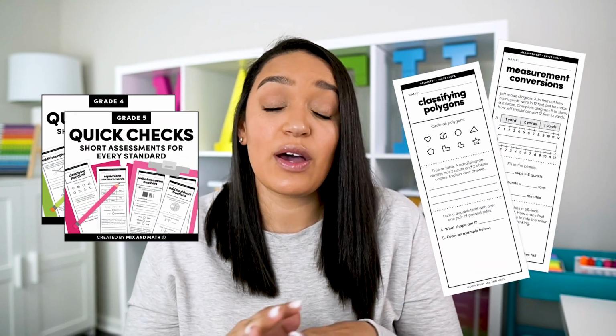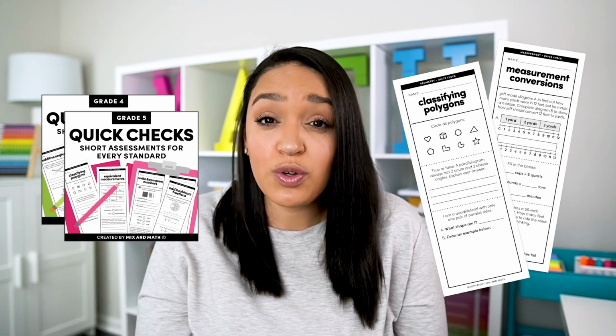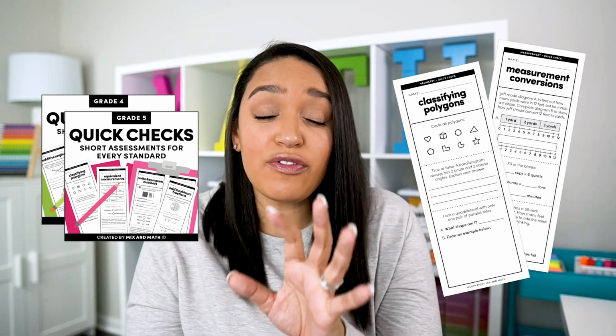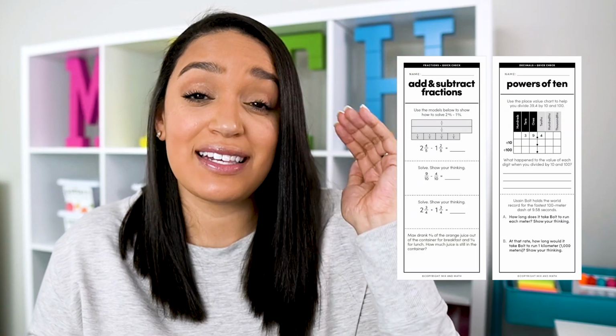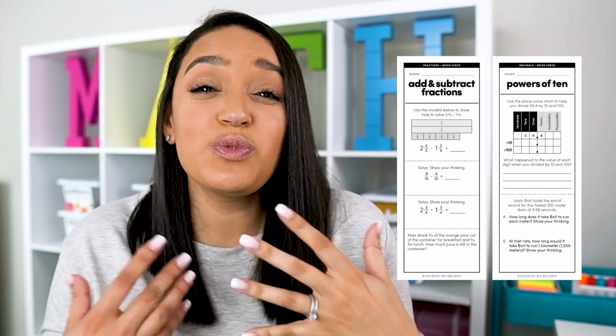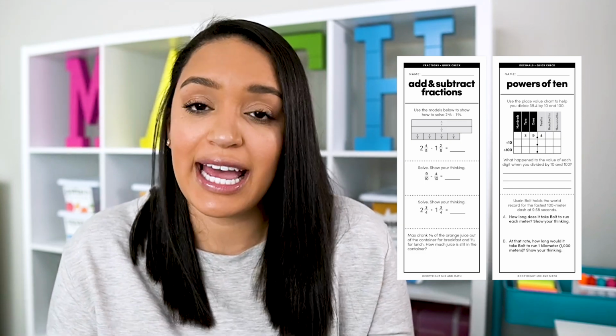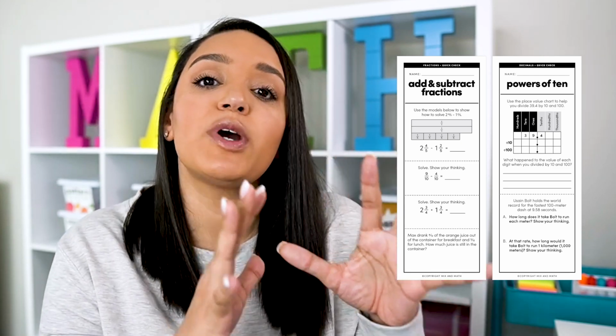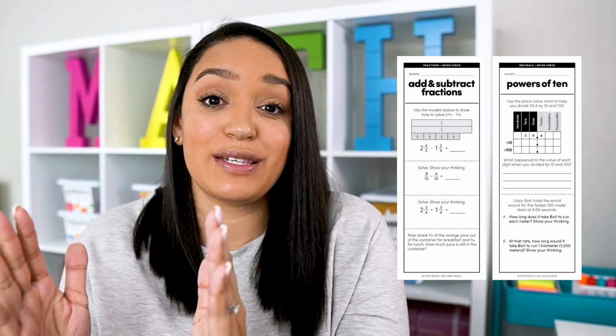If you decide to go with more of a formal route rather than an informal route, so you're going with assessments rather than the observational notes, in order to complete this master document, I actually just released a quick checks resource that would be perfect for this. There are two quick checks for every single standard. Each quick check is 3 to 4 questions, a mix of conceptual, procedural, and application, which really allows you to see where students are at and their depth of understanding for that standard. So this would be perfect for this master document.